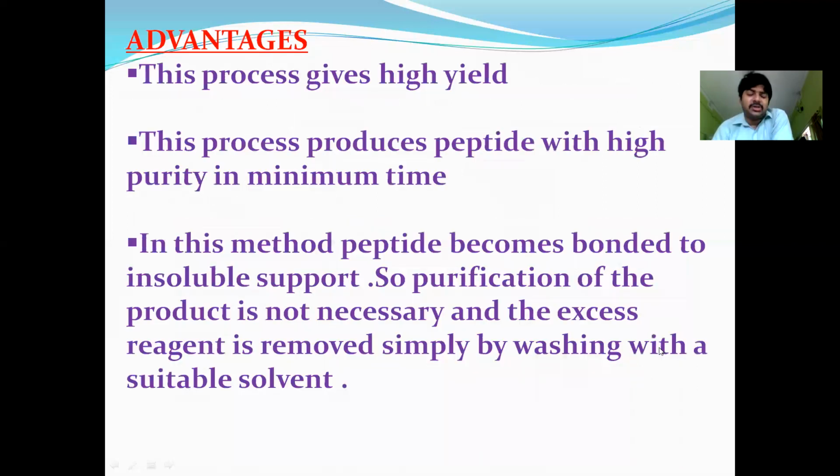So what is the advantage of this process? In this process, a high yield of peptide is produced. মানে এই প্রসেসে কি হচ্ছে? প্রচন্ড বেশি পরিমাণে পেপটাইড তৈরি হয়। So in this process, high yield of peptide is produced.